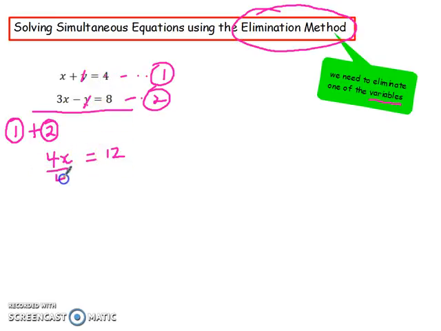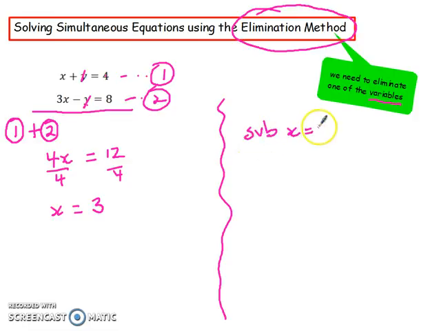Now doing some algebra, divide by the 4. X is 12 divided by 4, which is 3. I know one of my values in my coordinate. I've now got to find the second one. And as we have done in earlier methods, I'm going to substitute x equals 3 into one of my equations. Doesn't matter which one. I'm going to choose 1 because it looks simpler. I've only got one x and one y. So x plus y equals 4 is the equation.